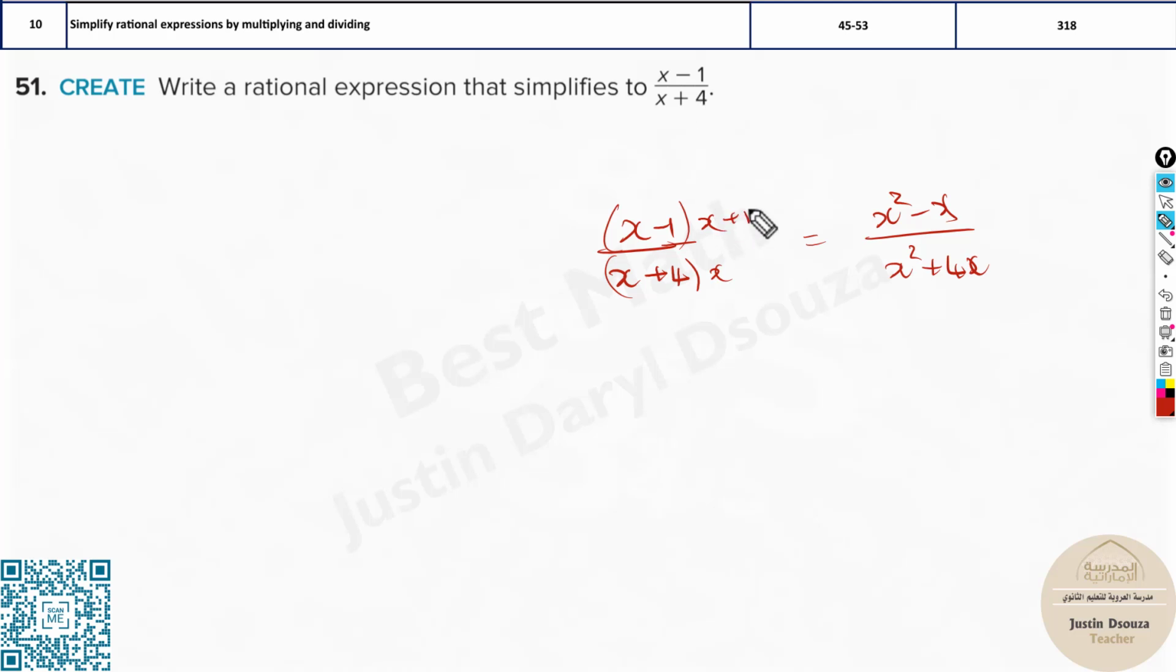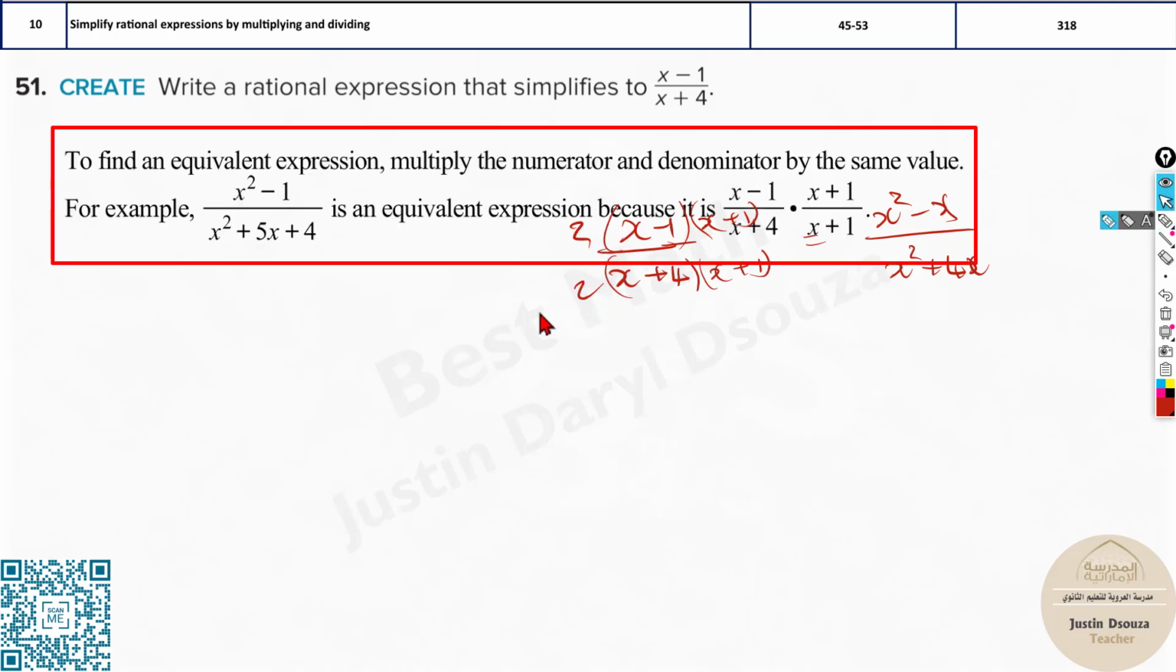Or you can take plus 1 and plus 1. You can multiply the same thing, or you can just multiply with a number. There are so many different answers. What they did over here is they multiplied and divided by x plus 1. That's it. So that is the answer. These both are equivalent.